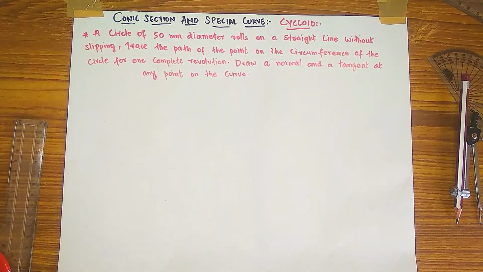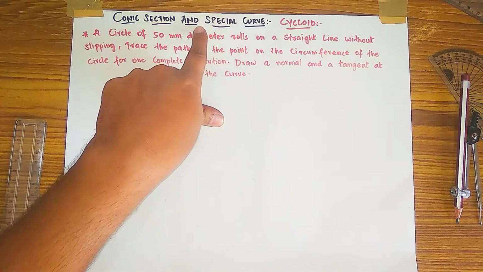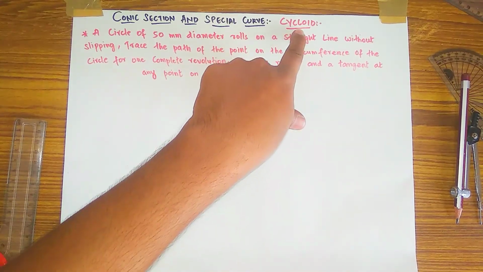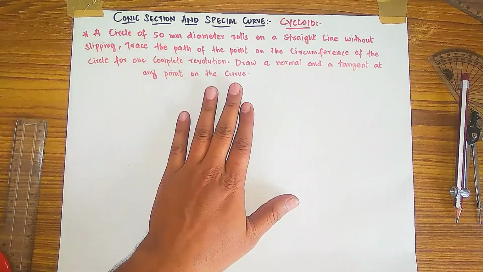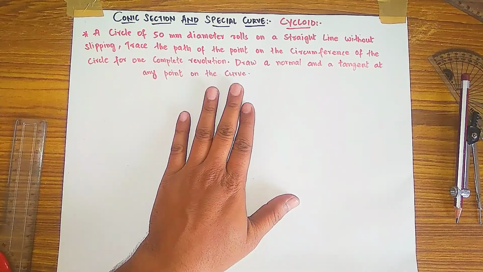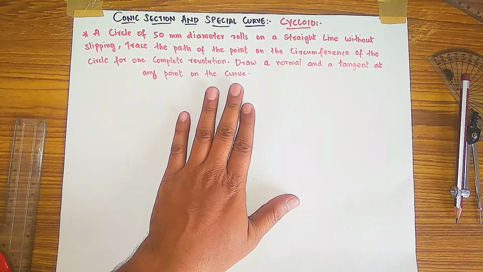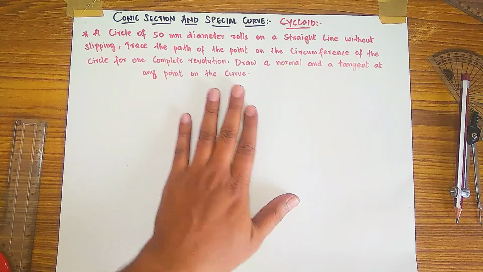A problem on conic sections and special curves, in which we have to draw a cycloid. I am going to show you how to draw this cycloid by my basic skills and basic process. So practice it by yourself, then only you will come to understand, and it is applicable to diploma, ITI and engineering students.